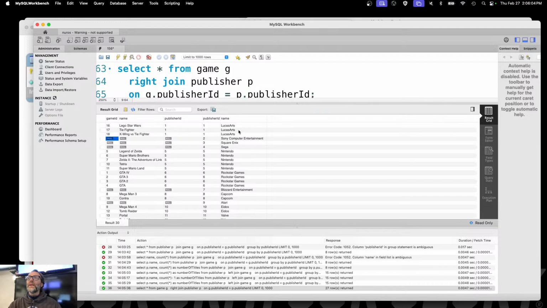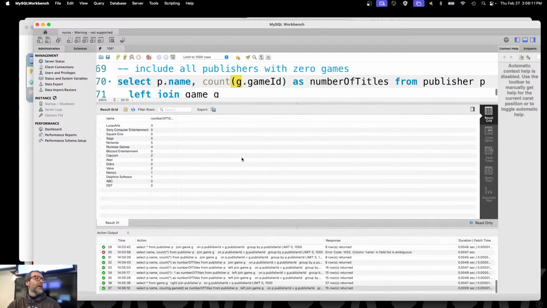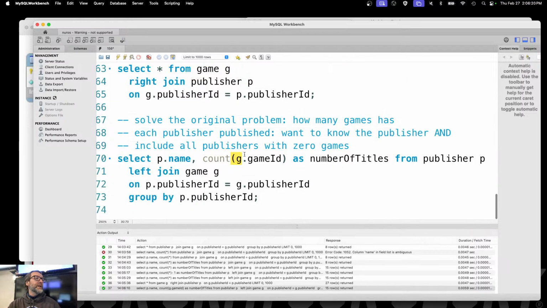I'm going to count the game ID. So let's count not the rows, but g.gameid. That solves my problem. Now Sony Entertainment has 0, Square Enix has 0, and so on. The reason this works is that when this becomes null, it doesn't get counted in your count. If you have 5 and then you add null, it won't affect it. It will be like 5 plus 0. So when you sum, when you average, when you count, nulls are ignored.